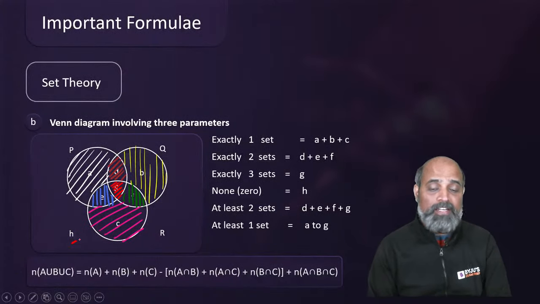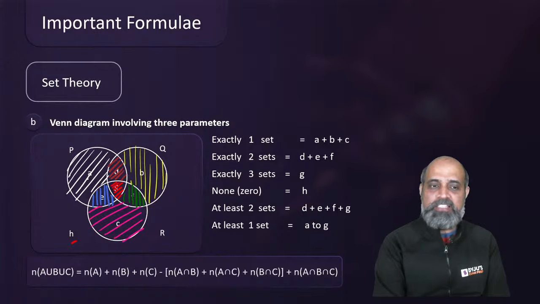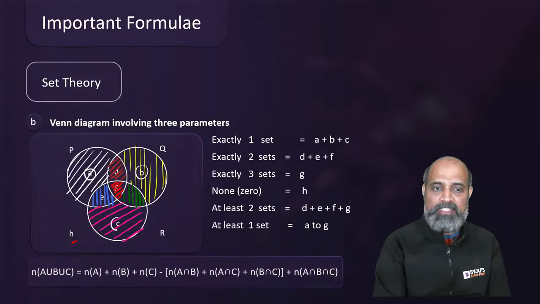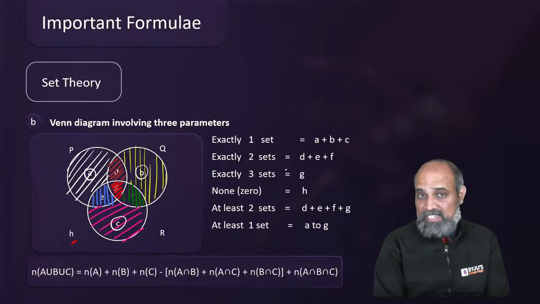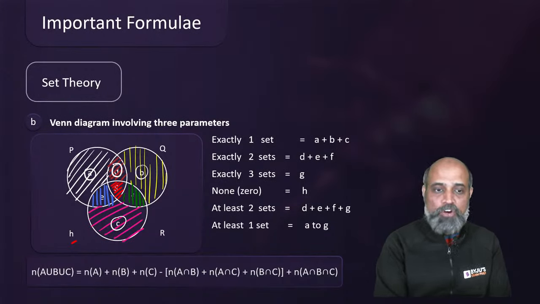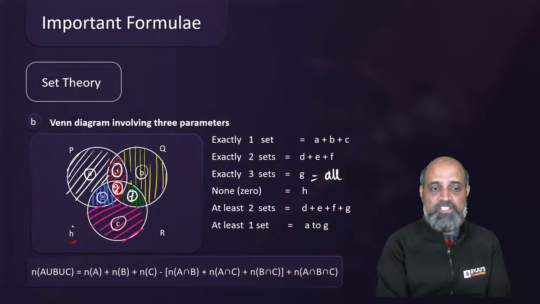or neither P nor Q nor R. There is another way of representing these sets in minimalistic form. For example, when somebody says exactly one set, we are dealing with A, B and C. These are the regions that lie in only one set. Similarly, exactly two sets or only two sets, we have got D, E and F. These regions are part of only two sets. The central region, which is G, is exactly three sets, also called all of the sets. None or neither of the sets is denoted by H.